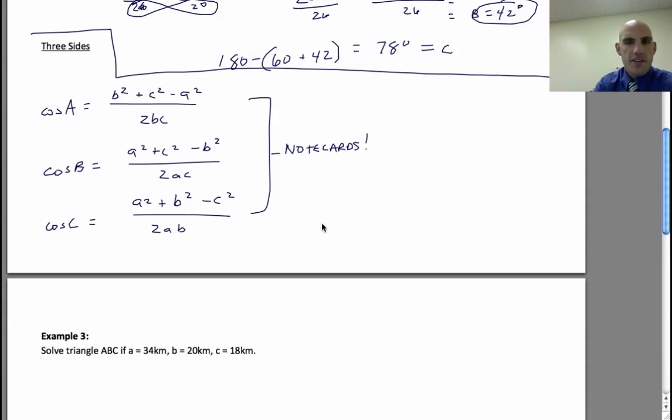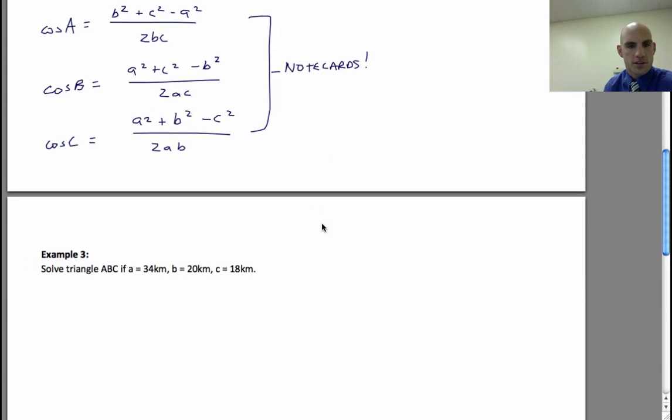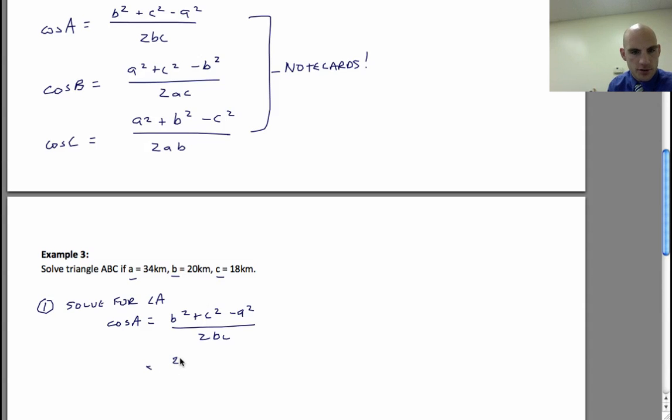Okay? So if I look down at what I've got here, I'm going to use my alternate form because I have A, I have B, and I have C, and I want to solve triangle ABC. We're going to solve for angle A. The cosine of A is equal to b squared plus c squared minus a squared over 2bc. And what I can do is just plug in what I know. So 20 squared plus 18 squared minus 34 squared over 2 times b times c.